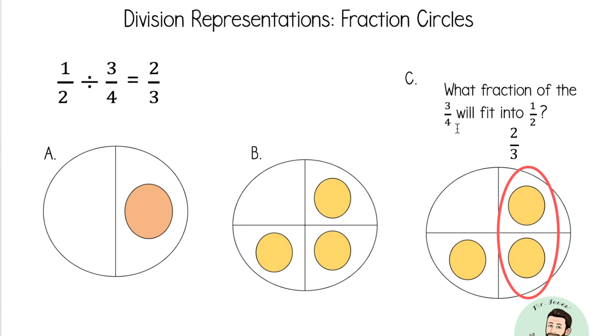And in C, we now figure out what fraction of the second fraction. So how much of the 3/4 will fit into the first fraction, 1/2? So we have 2/3 of the 3/4 that fit into 1/2. So we see it visually here. The overlap are those 2/4. So 2/4 of 3 fit into the half. And that's what this fraction here represents. It basically represents how many quarters fit into a half.